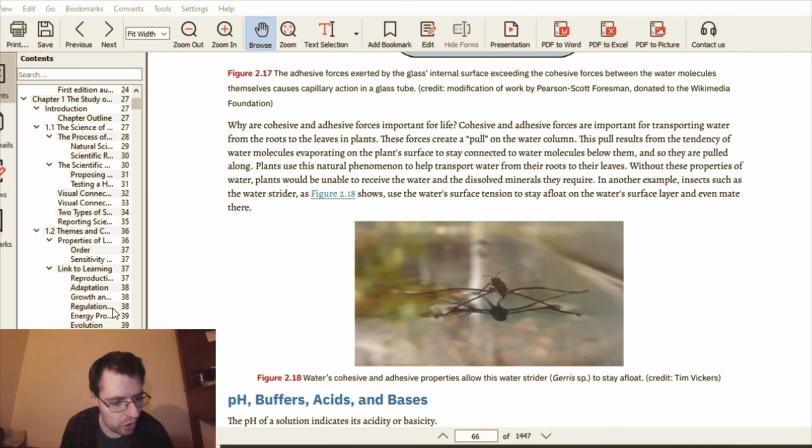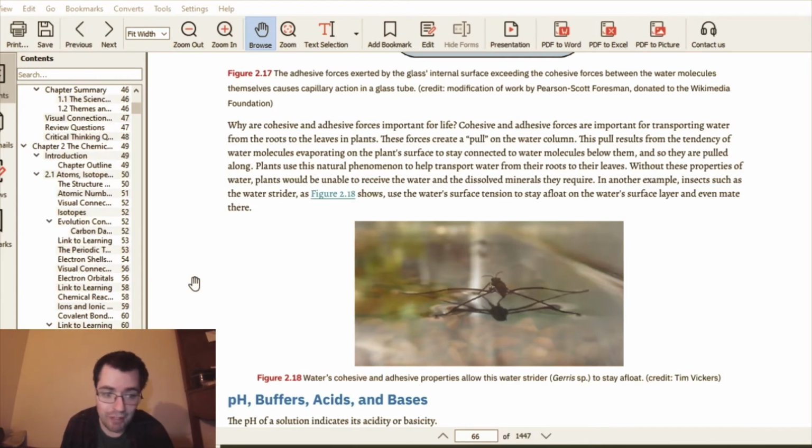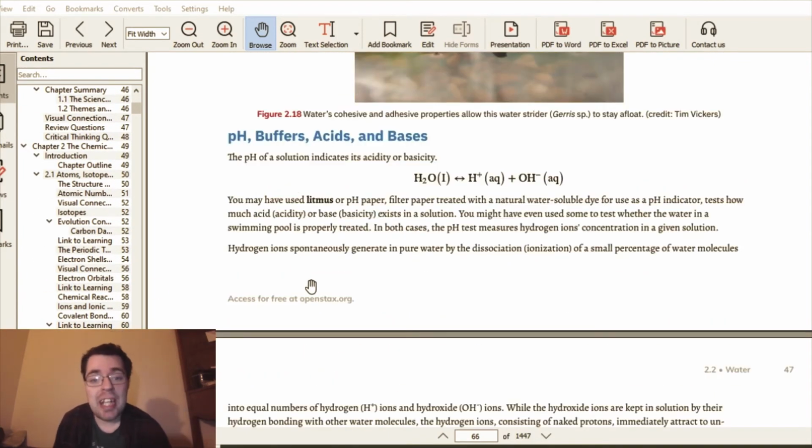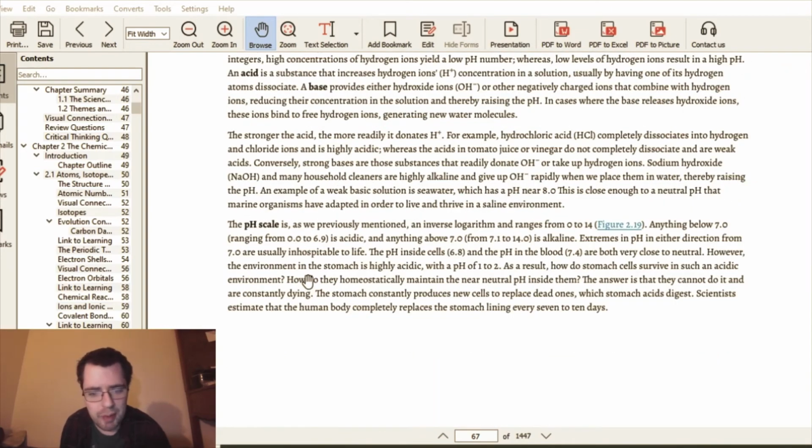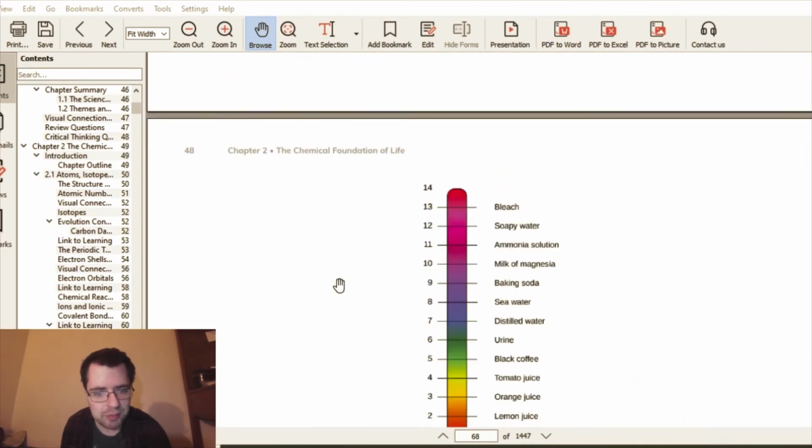Alright, pH, buffers, acids, and bases. We went through some of this in 2.1, but we're going to go into a little bit more of it now.